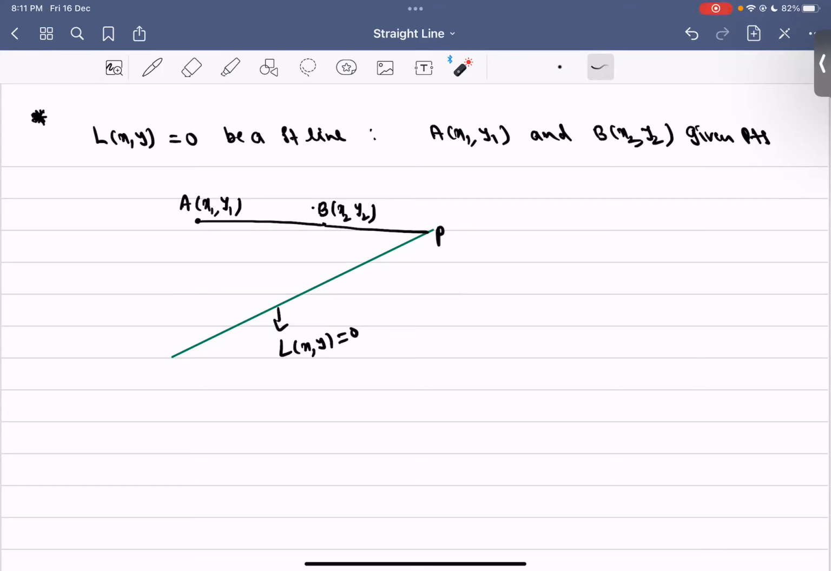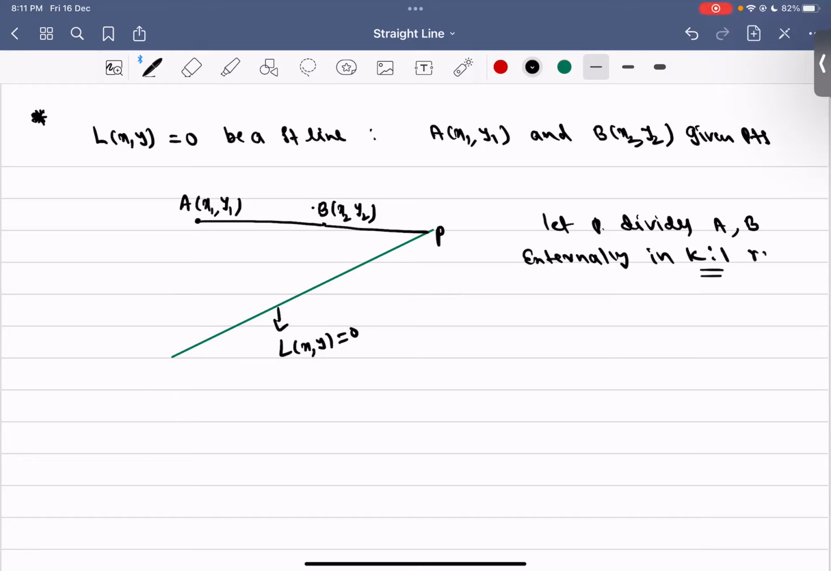Now let the point P divide A and B externally in the ratio of k:1. That implies the meaning of that is AP by PB is equal to k by 1, external division.